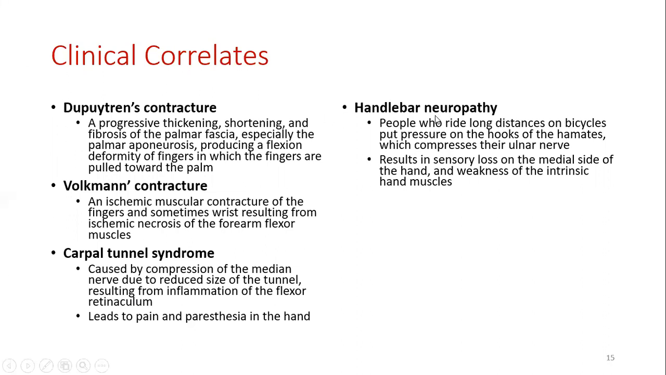Versus handlebar neuropathy, this is for people who do long bicycle rides. So you're putting pressure on the hook of hamate, which again, your ulnar nerve runs through. So you can end up with sensory loss on the medial side of your hand, so your fourth and fifth digit, as well as weakness in intrinsic muscles of your hand, because again, ulnar nerve does that sensory innervation in your hand.